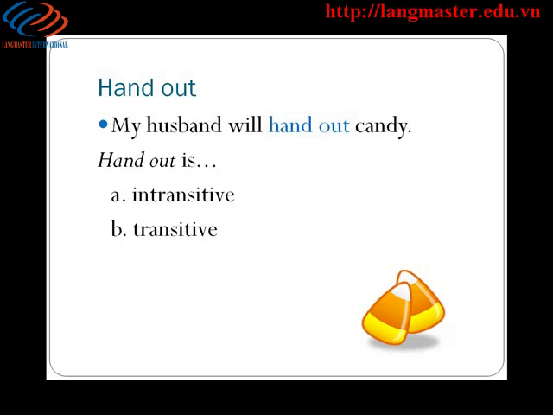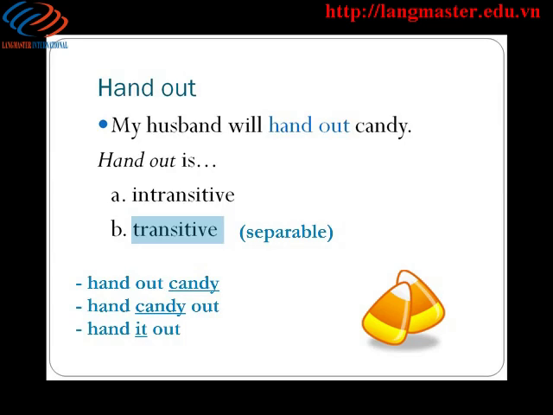Look again at the statement. Is hand out intransitive or transitive? Well, he's handing out candy. Candy is the object, so hand out is transitive. I'll also tell you that it's a separable phrasal verb. He can hand out candy or hand candy out. But note with the pronoun, we'd have to say, he hands it out.